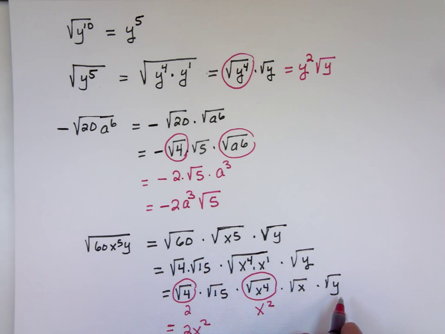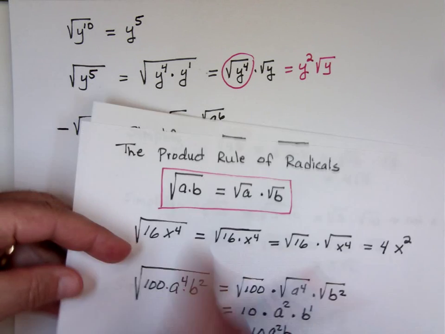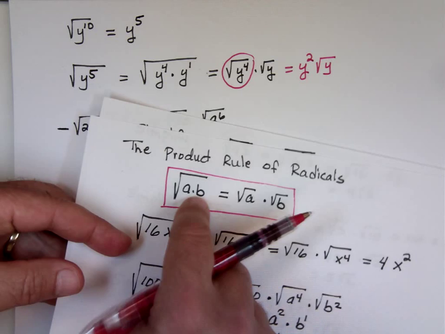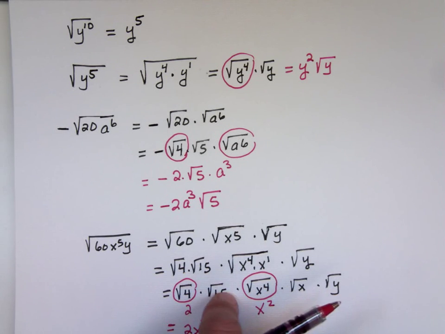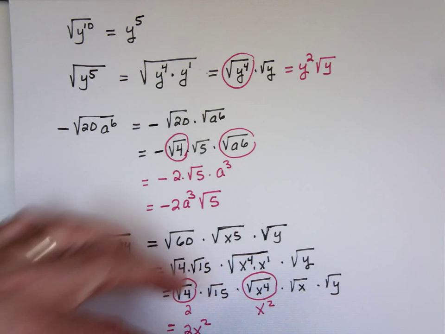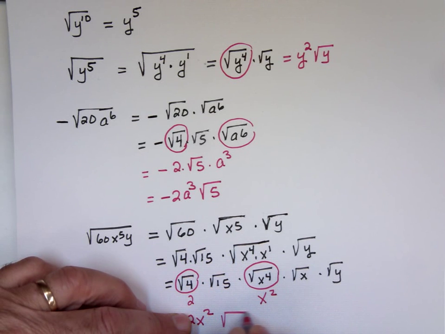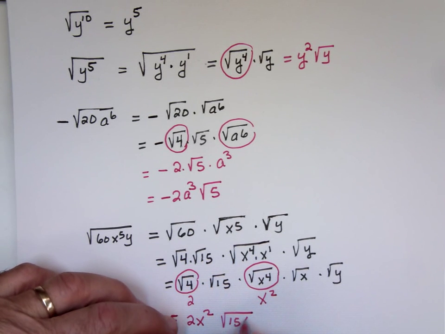That product rule says you can go both ways. This one, it says you can go from here to there or from this to this. You have 3 square roots, you can combine them into 1 and make that the square root of 15xy. 15, the x and the y.